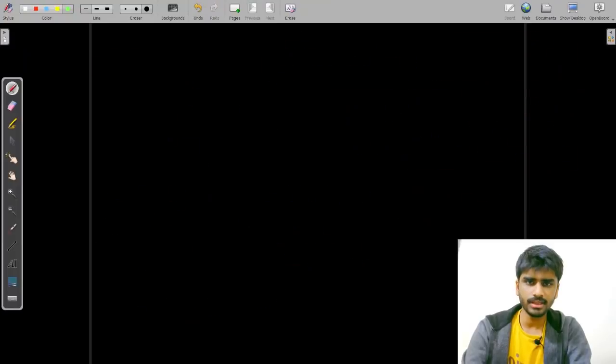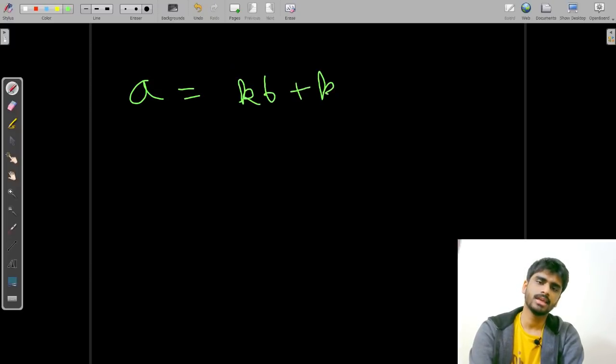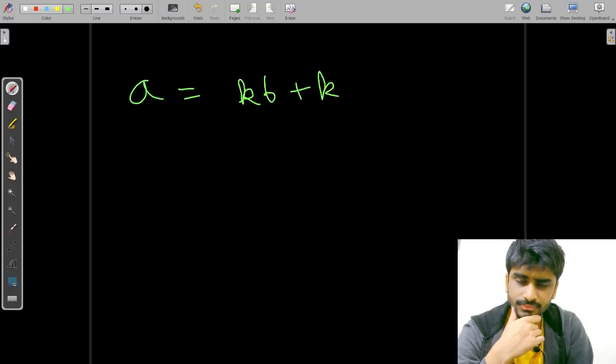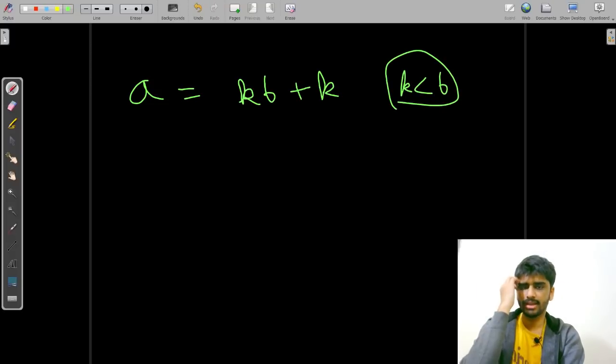Right, so we want a and b in such a way that... wait a minute. We want a to be equal to bk plus b, I think. No, no. kb plus k, right? Yeah, probably this. We want a equal to kb plus k. Obviously k is smaller than b, so k is smaller than b and we want a equal to kb plus k. Yes, I think that's it.